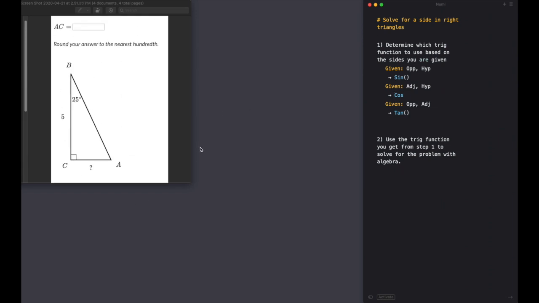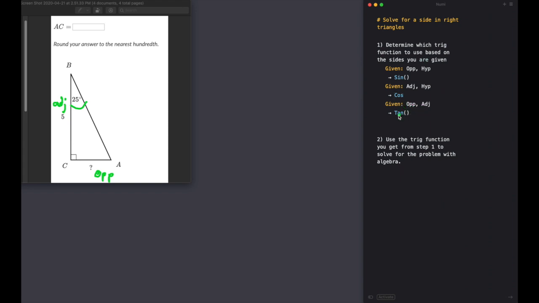Okay, so if I look at this problem here, my angle is here. This is an opposite. And this side over here is actually an adjacent, because my hypotenuse would be this side over here. So if I'm dealing with opposite and adjacent, try to think in your head which one we would be using. And if you answered tangent, that's correct.